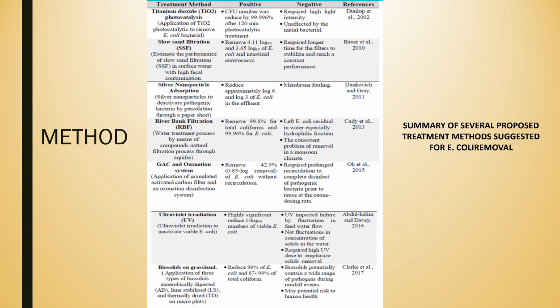So it can remove 99.8% of the total coliform and 99.96% of E. coli. Okay, for RBF, the water treatment process is by means of natural filtration processes through the aquifer. Okay, so the negative side of titanium dioxide (TiO2) and RBF is, for TiO2, it requires high light intensity and is unaffected by the initial bacteria.